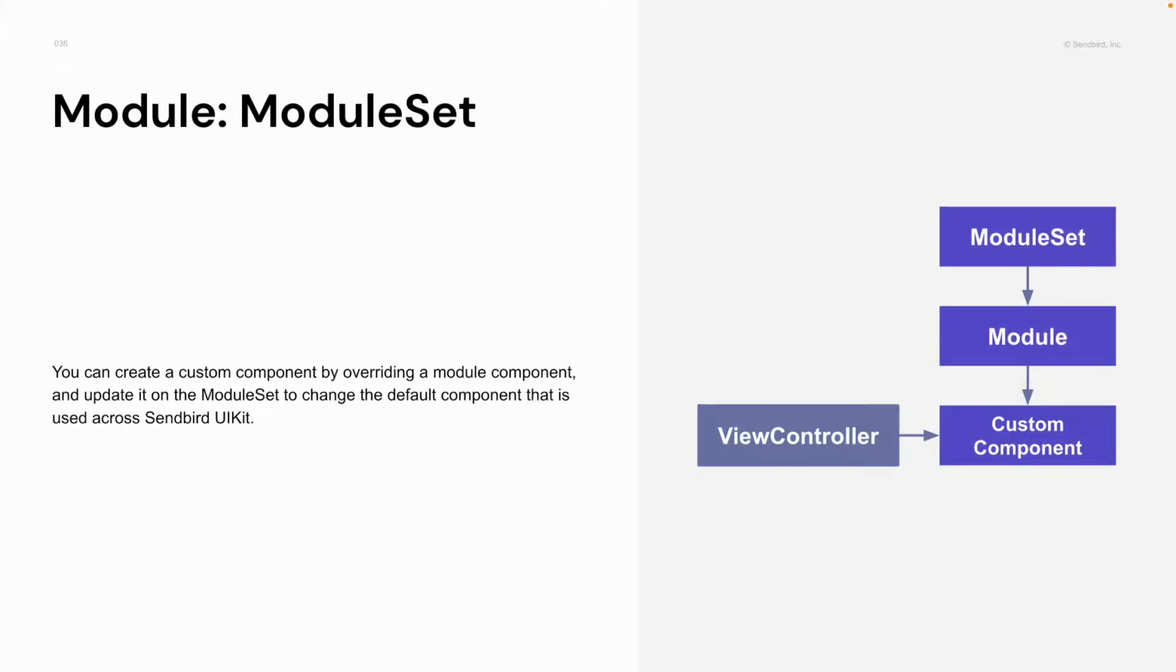The first way to customize a module is to update the module set. You can create a custom component by overriding a module component and update it on the module set to change the default component that is used across Sendbird UIKit.